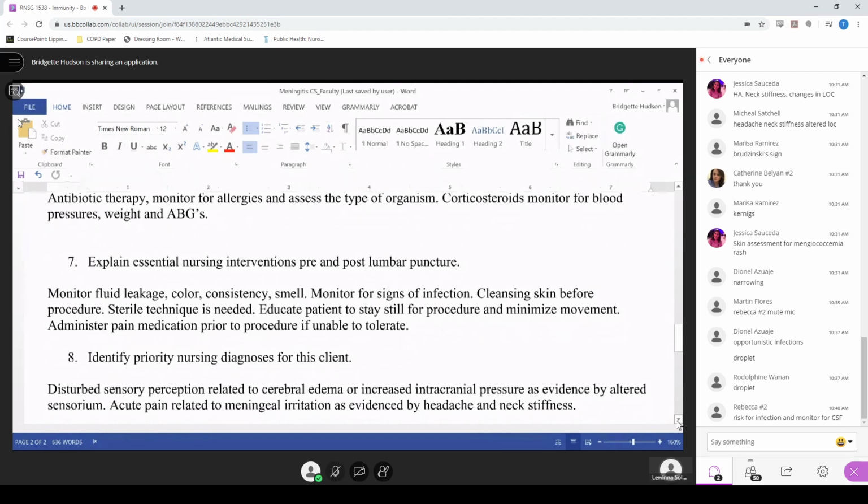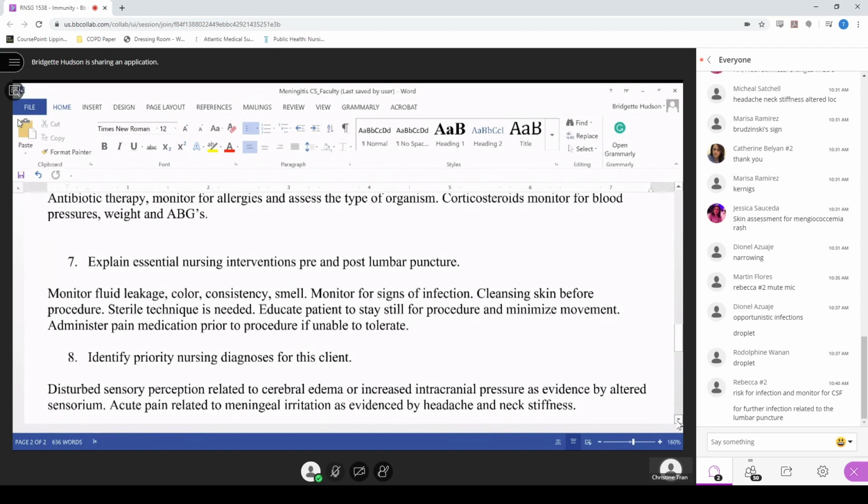Somebody said risk for infection, but doesn't she already have an infection? Yeah, the patient already has an infection, but how about sepsis? Yeah. Risk for sepsis. They can have septic shock. How about risk for fluid and electrolyte imbalance? True, they can.